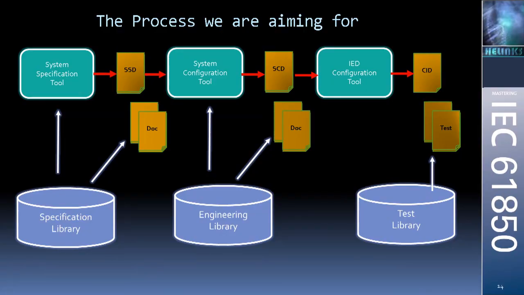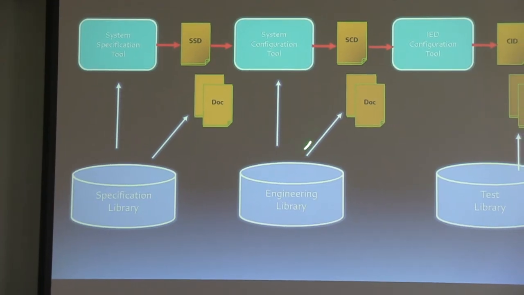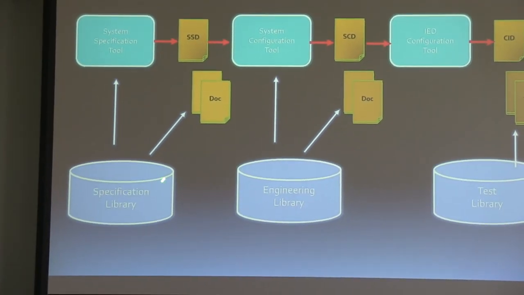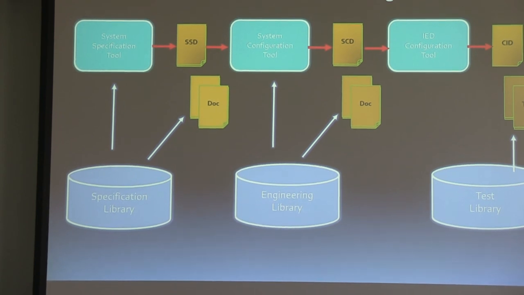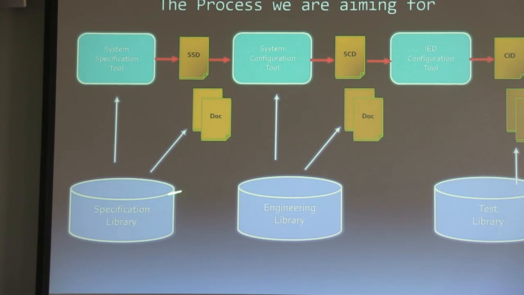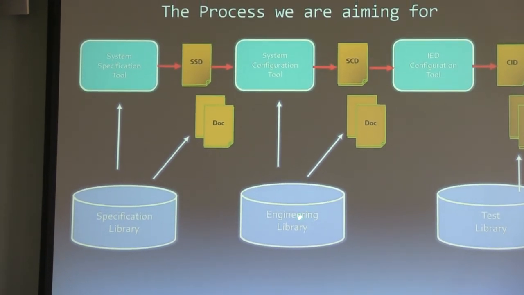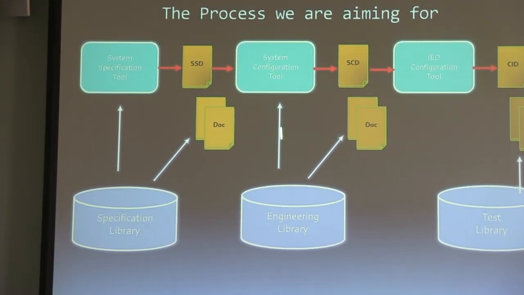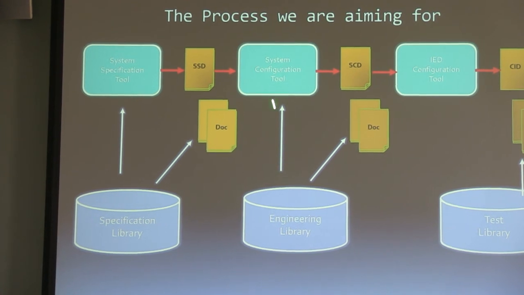With the system specification tool, we can pick up our default solutions from this library and create a system specification description for the engineering. If we have pushed our standardization a little bit further, and if we have added some real IEDs and the mapping of the real IEDs to our specification world, we can pick up the engineering solutions with the system configuration tool.